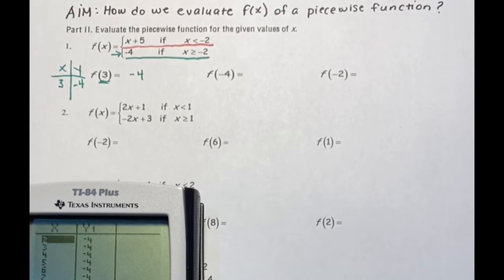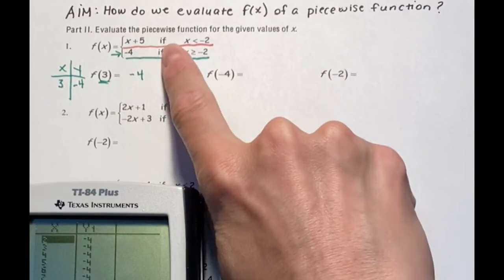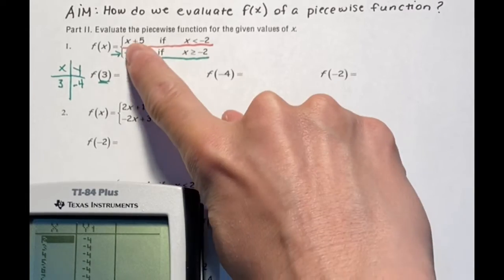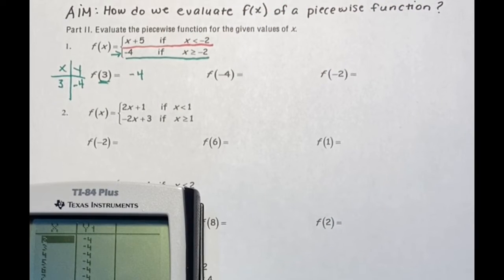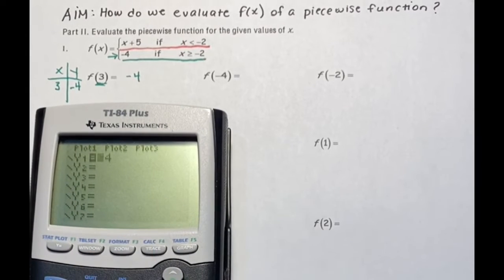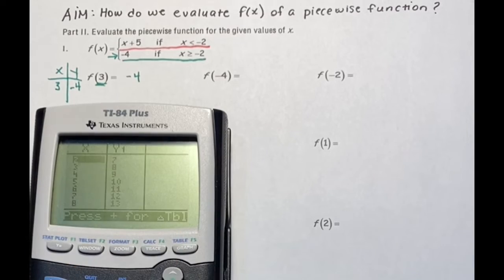Let's look at the second example. So it's saying, what is f of negative 4? Well, which equation would I use for this? So here it's telling me this negative 4 is a number that is less than negative 2. So I'm going to use the first equation for this. So I'm going to use x plus 5. So what we're going to do there, under my y equals, I'm going to type in that equation of x plus 5. Then I'm going to go to my table.